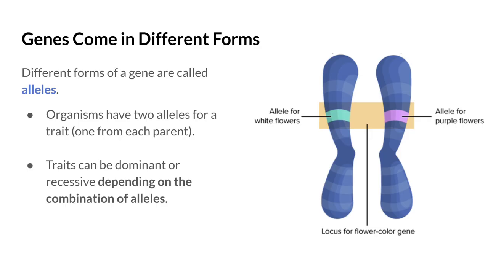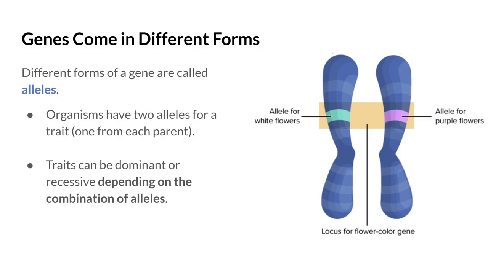See, that's why here on this chromosome, which has DNA, this area, for example, is responsible for the flower color. And this part here is where the alleles are for the white flower and the purple flower. This is the location on the chromosome.